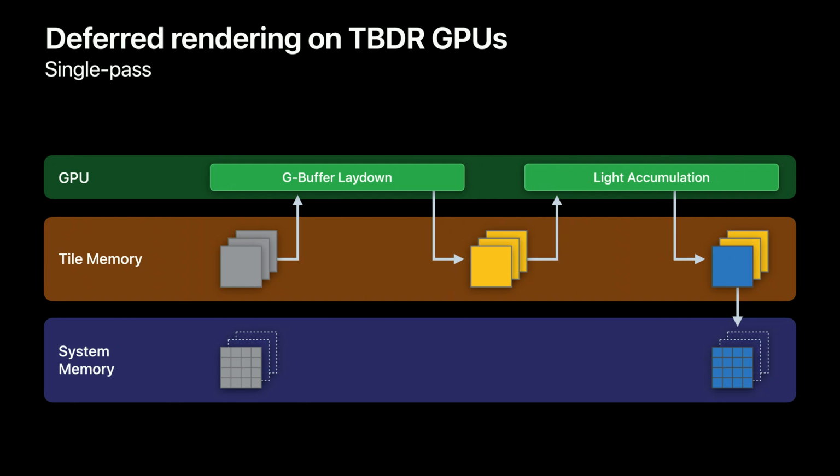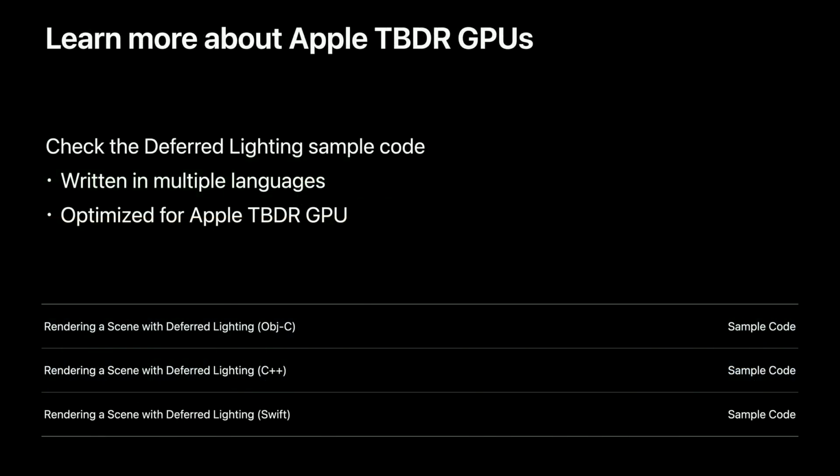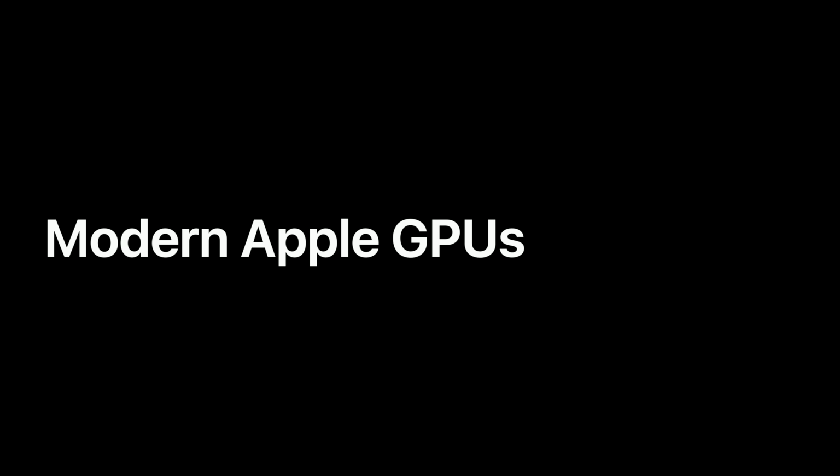Of course, you know by now that by using programmable blending, efficient load and store actions, and memory-less render targets, we can make this algorithm very efficient, both in terms of memory footprint, but also in terms of memory bandwidth. You can find a lot of documentation on the topic of deferred rendering and all of the TBDR features in the following samples. So go check them out. Check the deferred lighting sample code, which is actually written in multiple languages and also optimized for Apple TBDR GPUs. Now, let's move on to the second part of the talk, modern Apple GPUs.